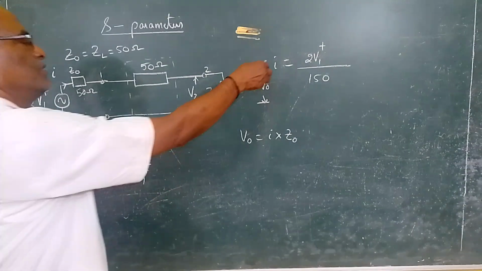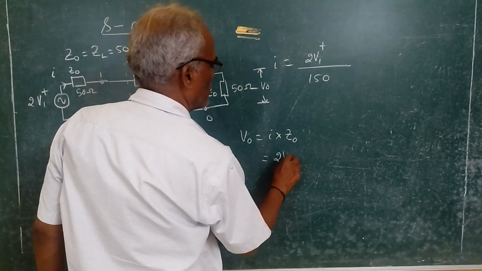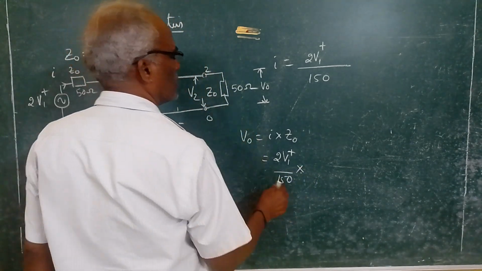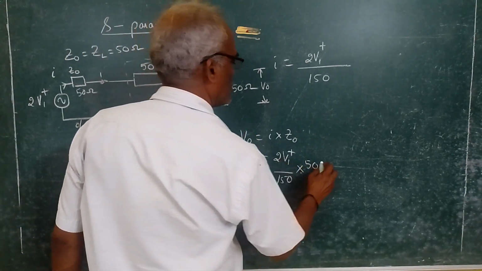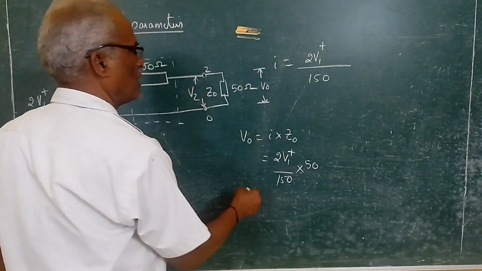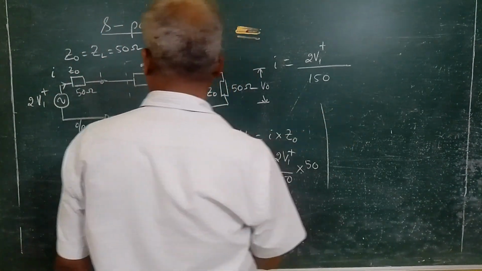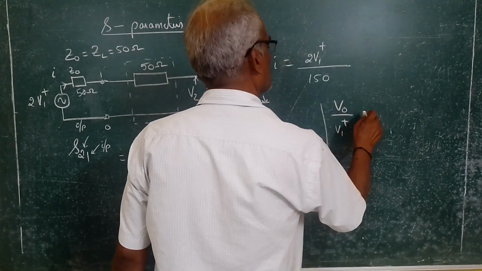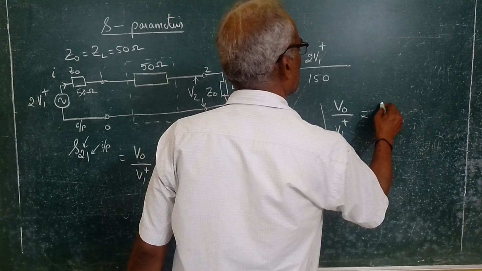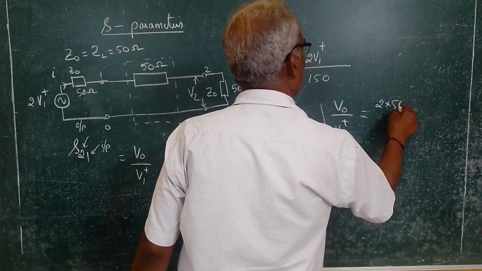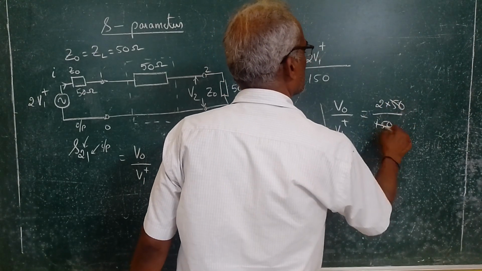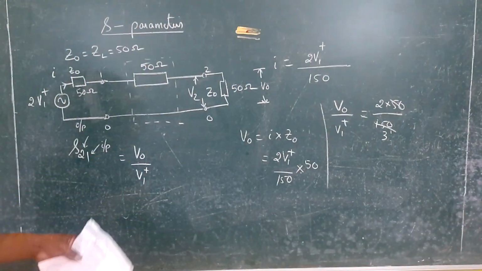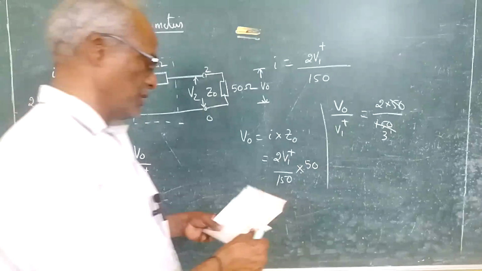So what is I? Just now we found out 2V1 plus by 150, this is the current, multiplied by Z0, Z0 is 50. Now 2 into 50 is 100, you bring this V1 plus this side, so V out by V1 plus is equal to 100 by 150, so this is 2 by 3. So V out by V1 plus is 2 by 3.